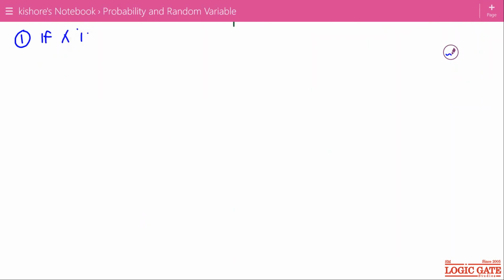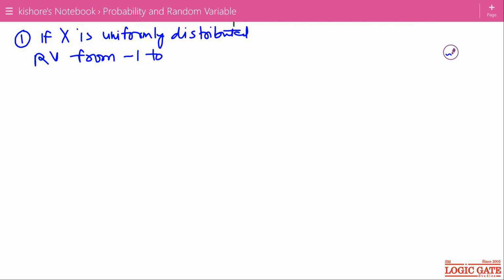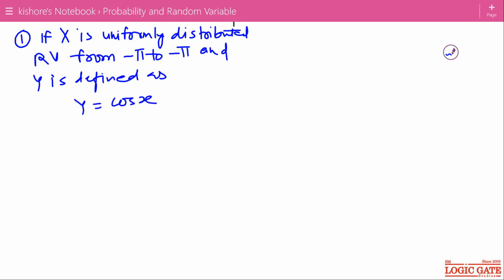If x is a uniformly distributed random variable from minus pi to plus pi, and y is defined as y equals cos x, then find the PDF of random variable y.